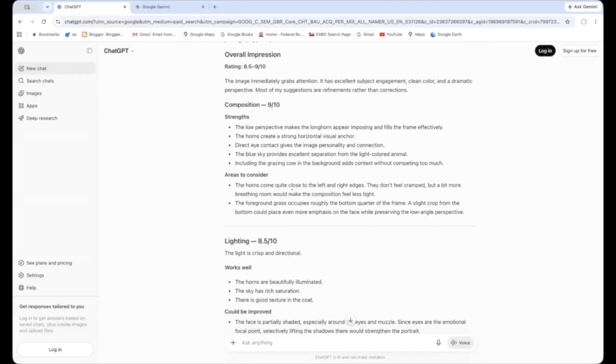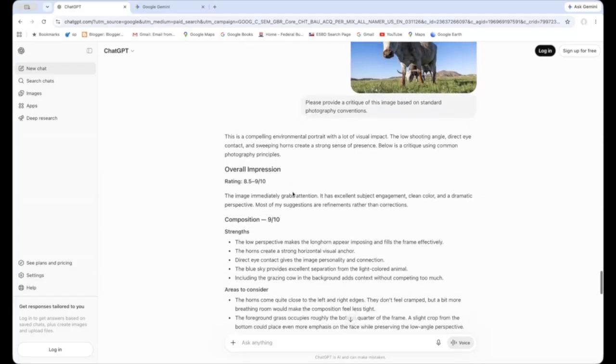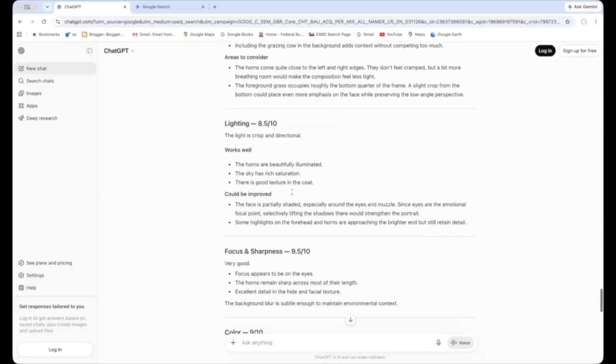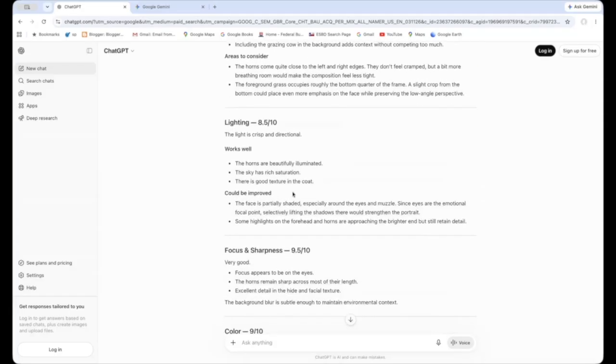The animal comes close to the right edges. I knew that going in, that animal was close and I was as wide as I could get the camera. And I was against the fence, so I couldn't back up anymore without getting the fence in it. And then it says the foreground occupies roughly a bottom quarter of the frame. We'll go back and look at this picture in a minute. And then it says the lighting is 8.5 out of 10.